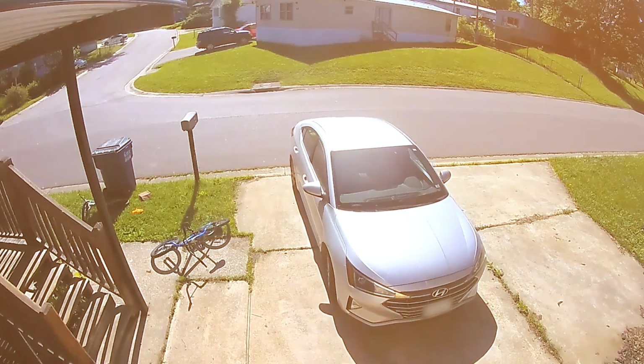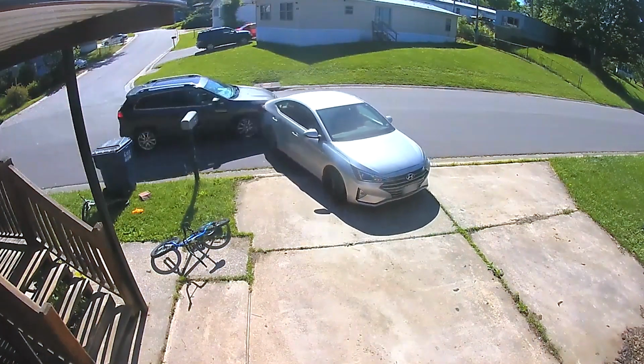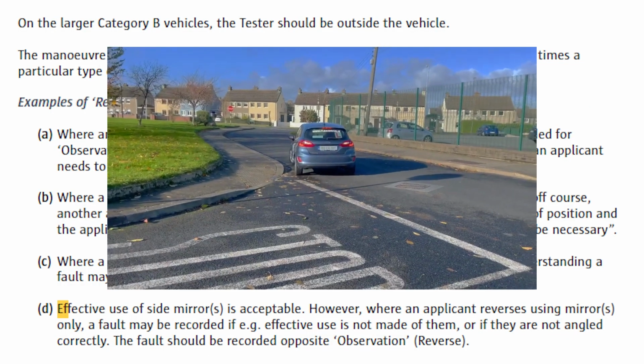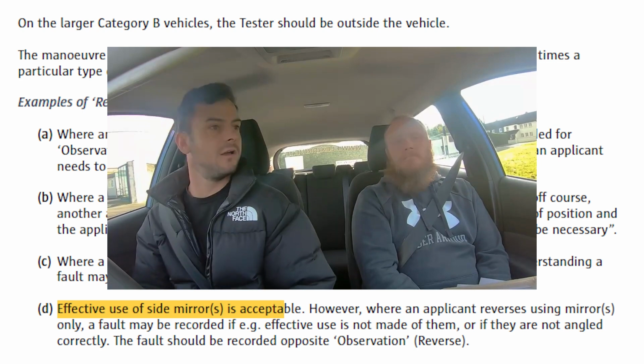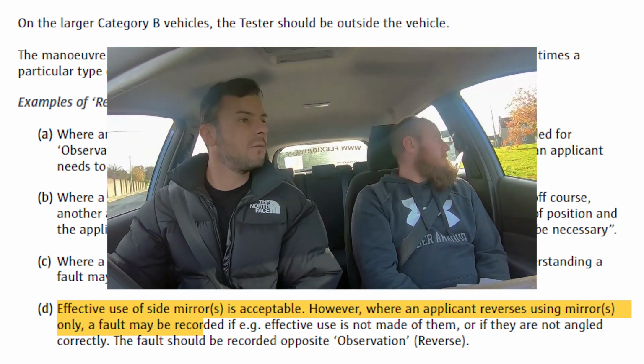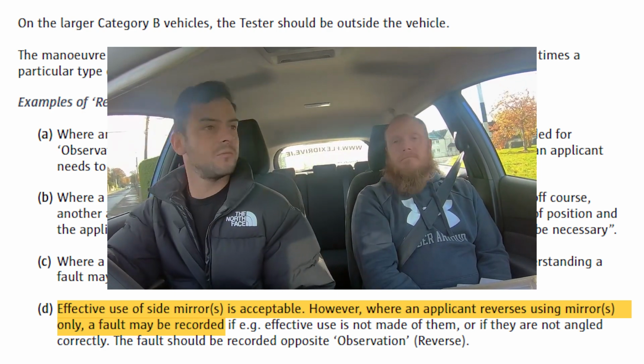The next section on the driving test marking sheet is observation. So we can see here in section D on the marking sheet guidelines, it says effective use of the mirrors is acceptable. However, where an applicant checks the mirrors only, a fault will be recorded for observation.